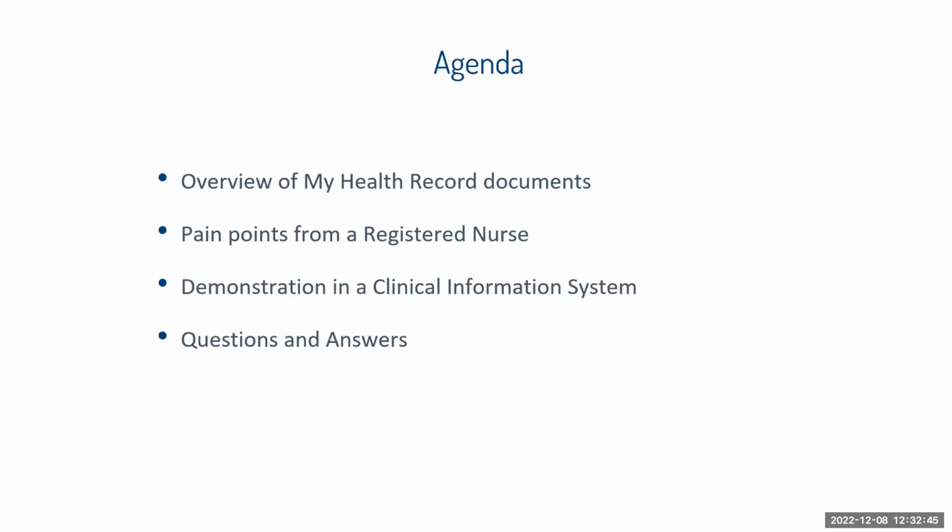Okay, so an overview of what we're doing today. I really want to briefly go over some of the My Health Record documents that you would probably be familiar with, but I do want to go through them so that you can get the best out of this session. We're also then going to go through some pain points from a registered nurse, which is Tracy. And then I will be going through and demonstrating how to find these particular documents in the clinical software. And then we're going to finish up with some questions and answers.